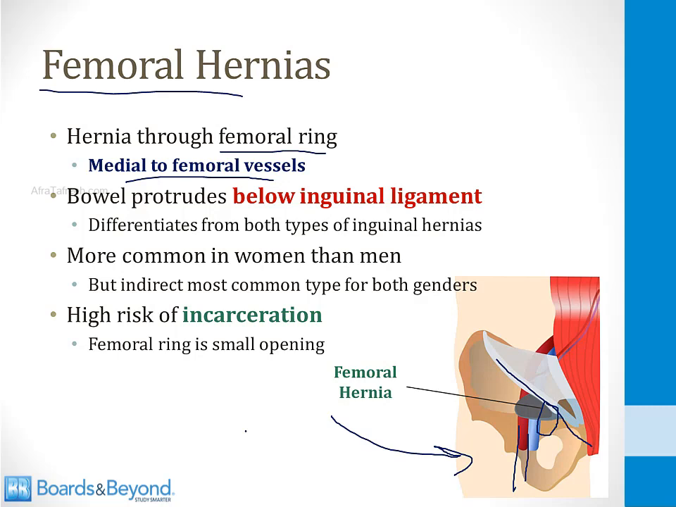In indirect and direct hernias, the bowel protrudes above the inguinal ligament. This type of hernia is more common in women than men, but don't get fooled and think that this is the most common type of hernia in women. It is not. Indirect hernias are the most common type for both genders, and this type of hernia carries a high risk of incarceration. That's because the femoral ring is a small opening.